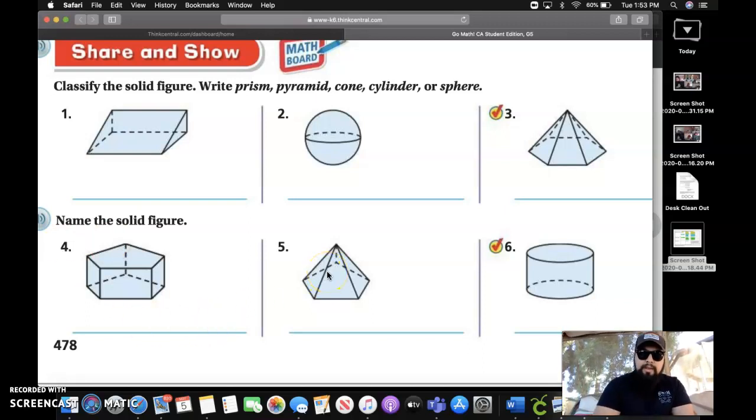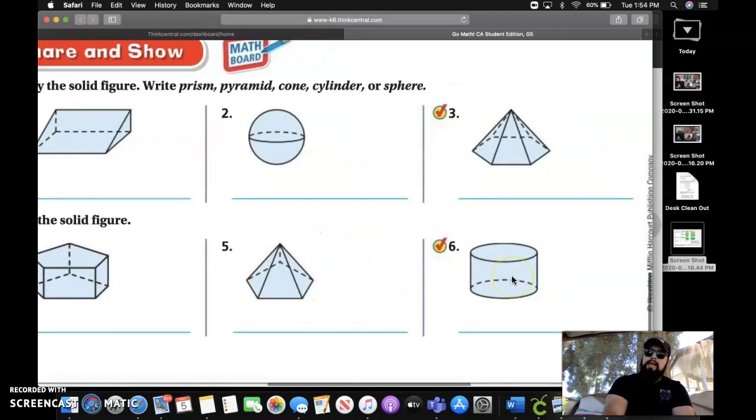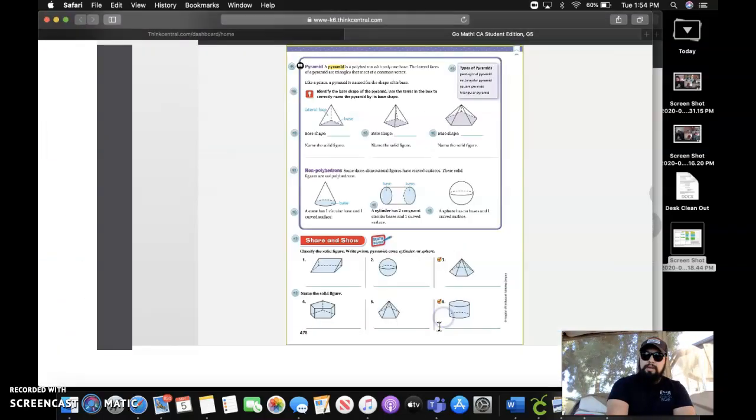Number 5, how many bases? 1 base. 1 base makes it a pyramid. What is the shape of that base? 1, 2, 3, 4, 5. 5 sides again, kind of like that one, except this one is a pentagonal pyramid. Goes to a point. And right here, cylinder, we know that is not a polyhedron. That's a non-polyhedron. So don't worry about number 6.